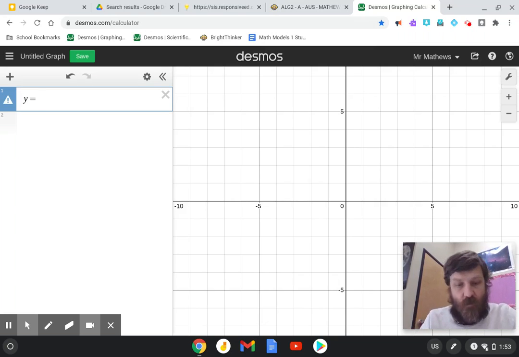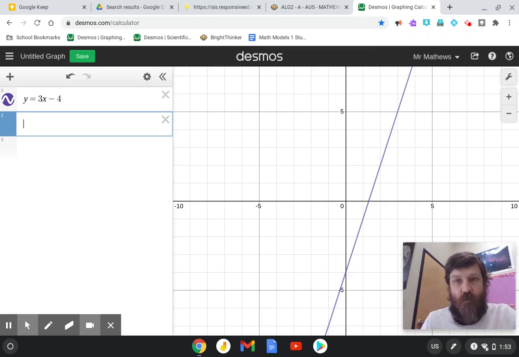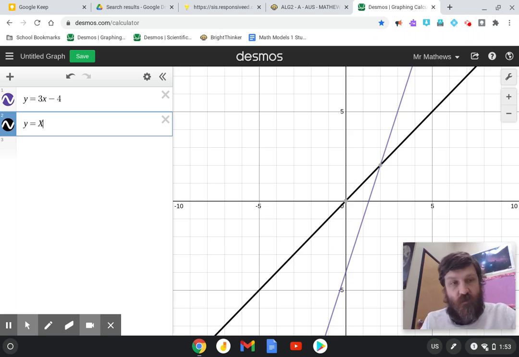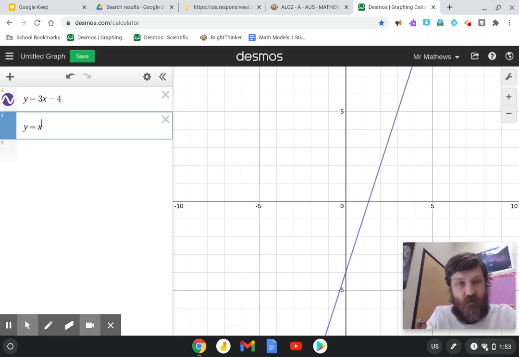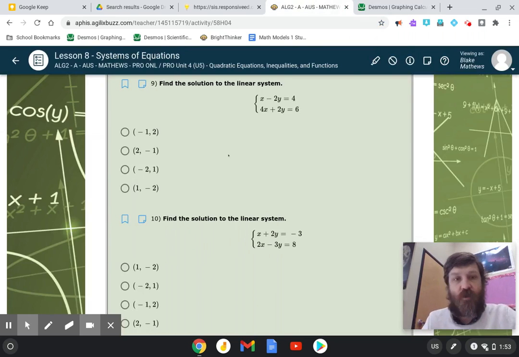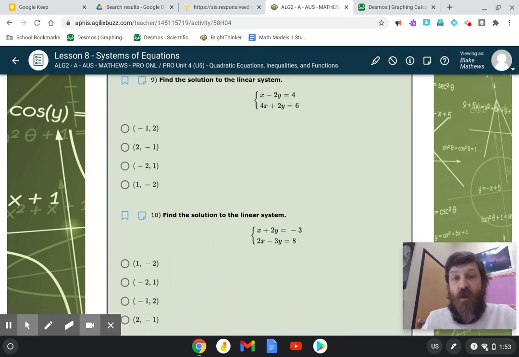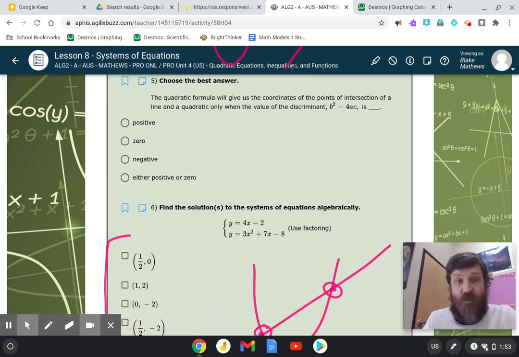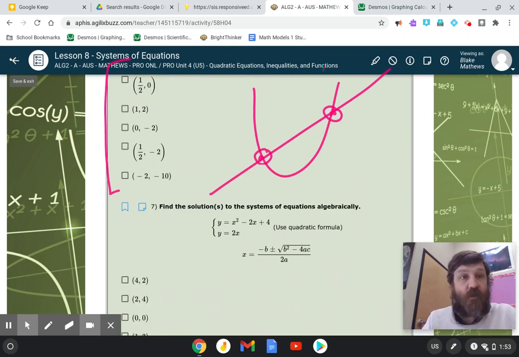So let's do a quick example. Let's say we have this function and we have an x squared minus 4 function. We can see we have an intersection point here and an intersection point here, and those would be my two solutions. That's what you're doing for all of these questions, starting with number 6. Graph them and find the solutions.